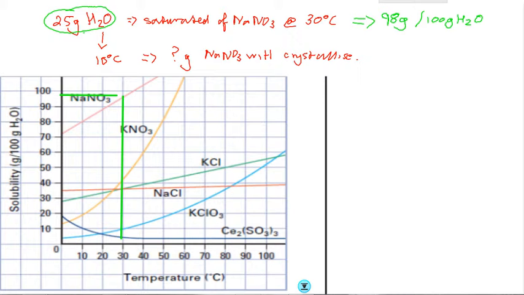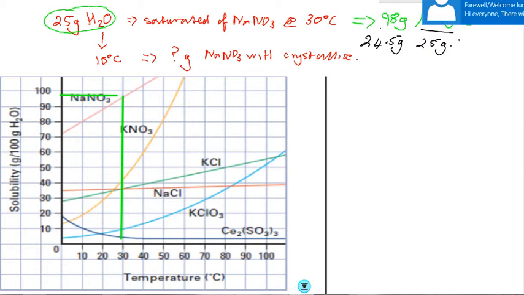So the question is, how do we work out, if we had 98 grams dissolving in 100 grams, how much would dissolve in 25 grams? Well, in 25 grams you're only going to have a quarter of the volume, so you're only going to get a quarter of the 98 that would dissolve, and that is 24.5 grams would dissolve in 25 grams of the water.